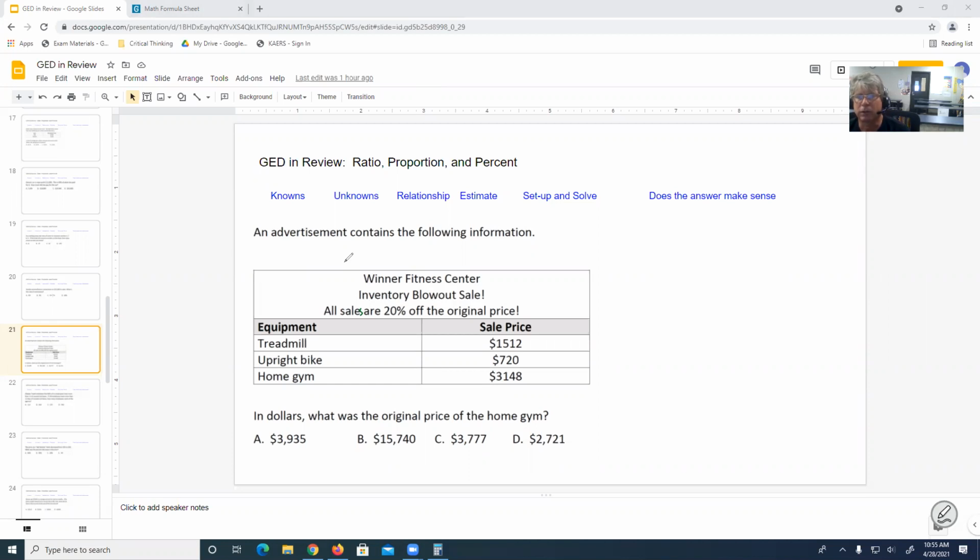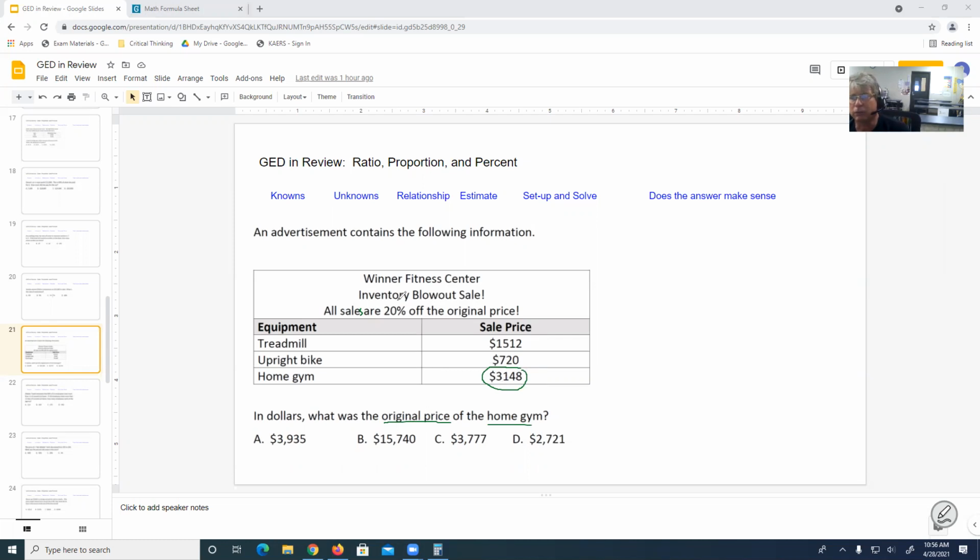So I have this equipment, treadmill, upright bike, home gym. Then I have these sale prices over here. Notice there's a lot of information. So the best thing to do is just probably go down to the question and see what information is relevant. In dollars, what is the original price of the home gym? So this tells me to zero in on just the home gym. Notice that this is the sale price. So the 3,148 is the sale price. And I'm looking for the original price.